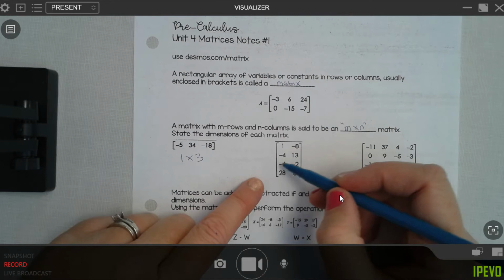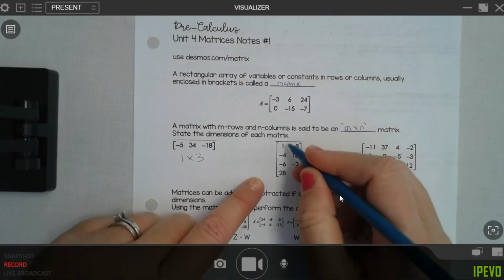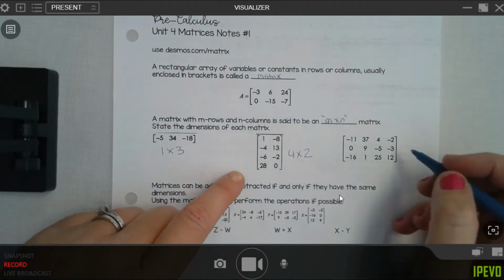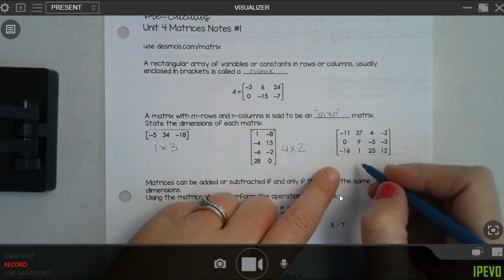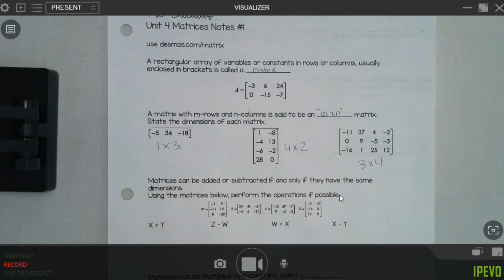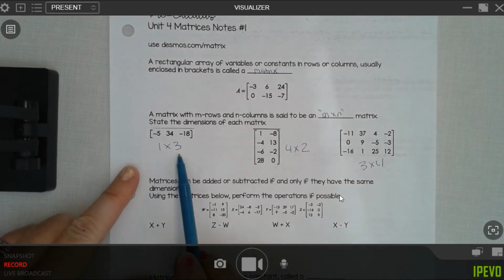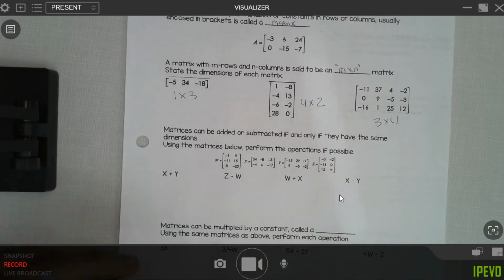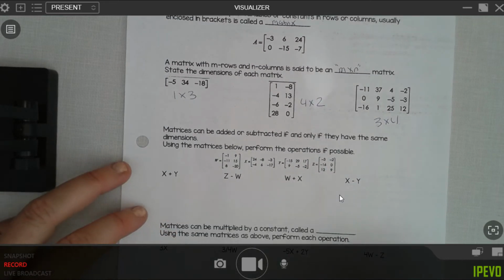This one here would be a 4 by 2. So you go rows, columns. So this one here would be a 3 by 4. So matrices can be added or subtracted if and only if they have the same dimensions. So you can only add and subtract if they're both like a 1 by 3 or they're both a 4 by 2. So we're going to go down here and do some of these problems, and we're going to add them only if they're possible.